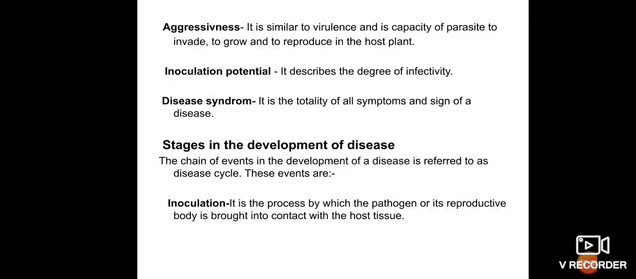Next is disease syndrome. It is the totality of all the symptoms and signs of a disease. Now, stages in the development of disease. The chain of events in the development of disease is referred to as the disease cycle. These events are: number one is inoculation. It is the process by which the pathogen or its reproductive body is brought into contact with the host tissue.